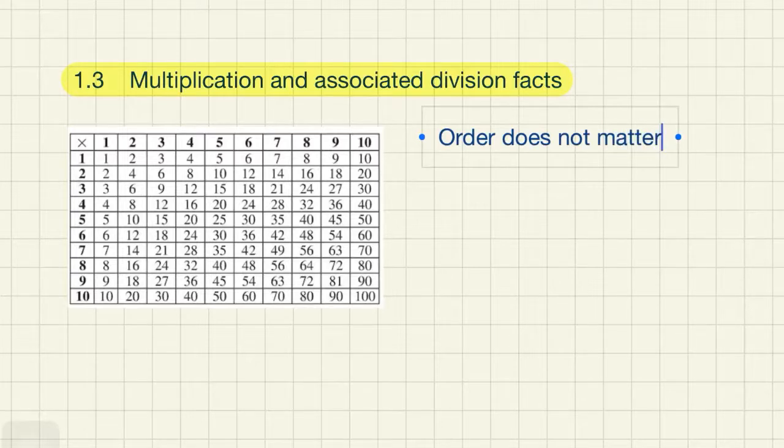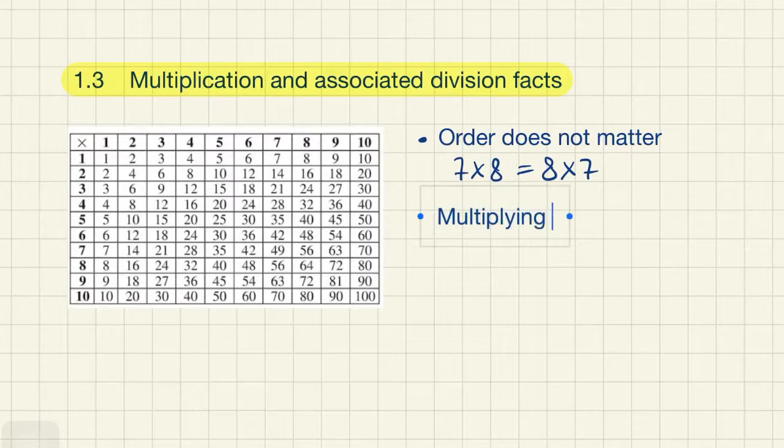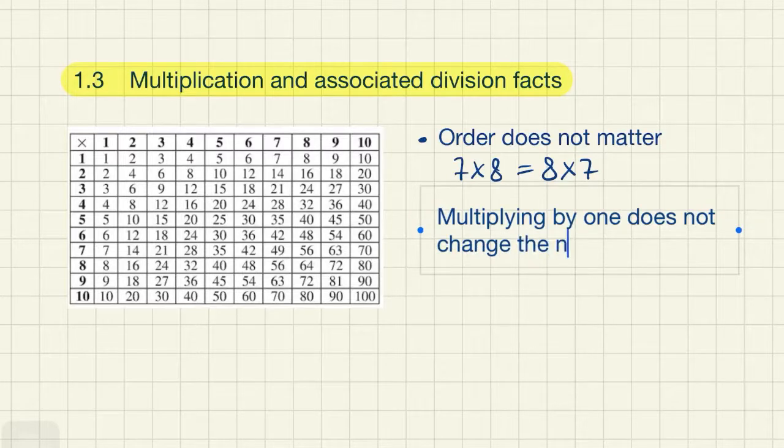So what does that mean? It means if we do 7 times 8, it's the same thing as 8 times 7, right? So order does not matter. Another thing is multiplying by 1 does not change the number. That means that if we do 4 times 1, it's still 4. So the number is not changing.